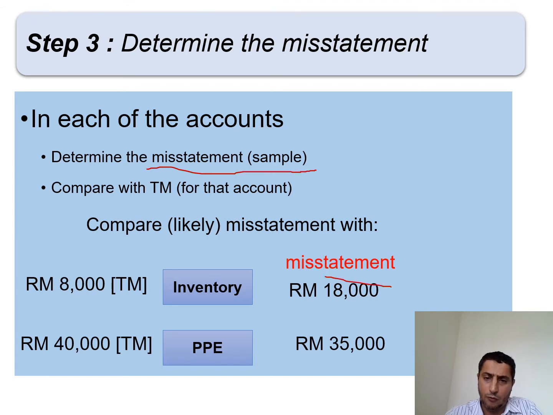So in this case, we will compare, and we can see that the misstatement found for the inventory is more than the tolerable misstatement that has been set in step 2, whereas the tolerable misstatement for PPE is still higher than, or greater than, the misstatement found, which is 35.